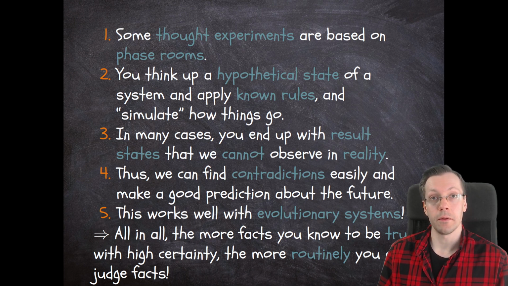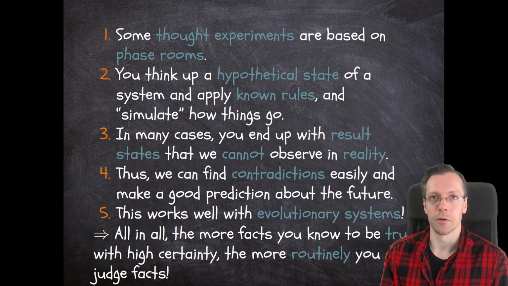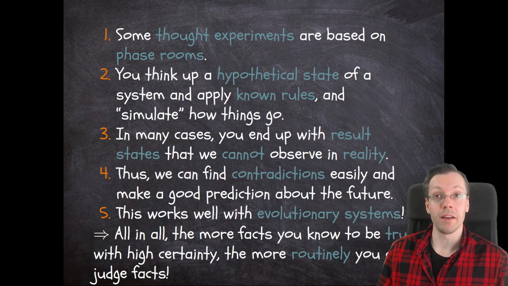This works well with evolutionary systems. And all in all, the more facts you know to be true with a high degree of certainty, the more routinely you can judge new facts that enter your system. And when you know with very high confidence all those things that I just described to be true, evolution, laws of slow change, very abstract things, then you can apply them to any new statement someone makes and, in many cases, call BS very, very fast.